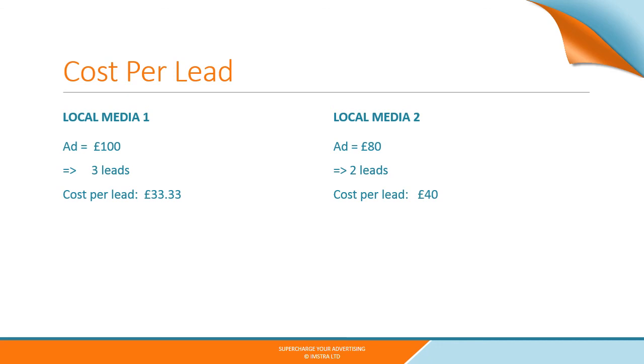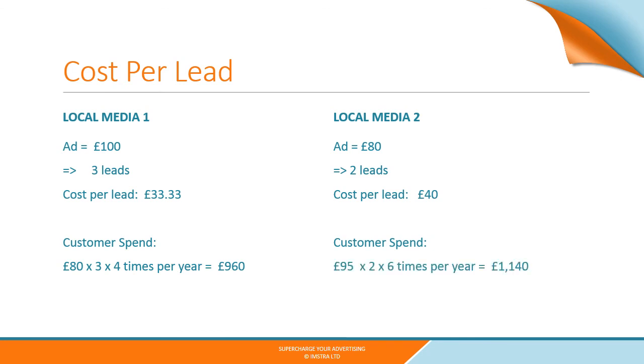However, before we spend our ad in Local Media 1, we need to look at one more figure, and that's customer spend. Let's say that our 3 customers from Local Media 1 each spend £80 4 times a year on average. That would give a revenue of £960. Now let's look at Local Media 2. There were 2 customers from that ad, but they spend £95 6 times per year, which gives a revenue of £1,140, and that puts them back in pole position.